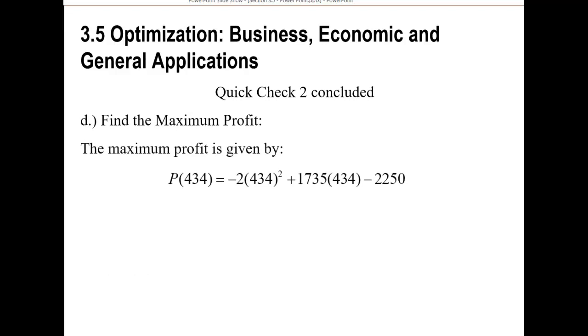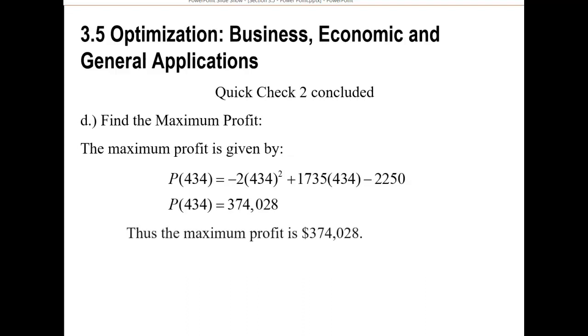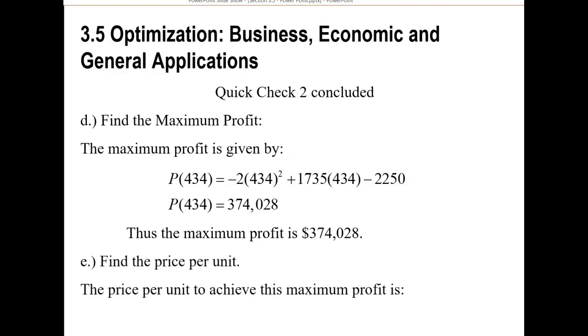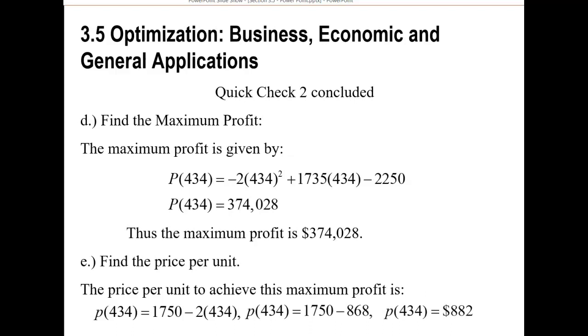So then your maximum profit is the profit that you would get by plugging in that critical value. So 374,028. That's your max profit. And then the price per unit would be what you get if you plug that critical value into your price function. So the price per unit to achieve that is $882.